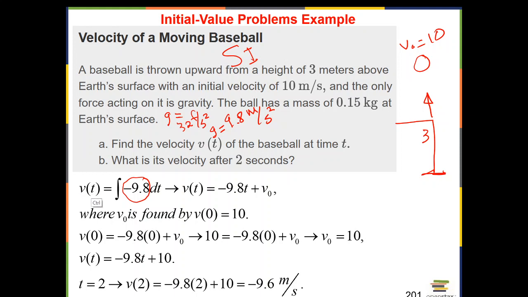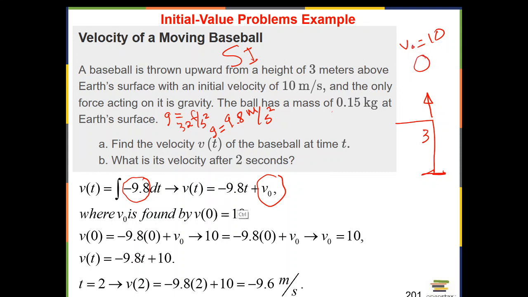So v of t, when you integrate that, is going to be that, right? v of t is negative 9.8 t plus v sub 0. And so that's the velocity. We found the velocity right here. So what's the velocity after 2 seconds, right? Now we need to know the initial velocity. Well, the initial velocity at t equals 0 is given, it is 10, right?